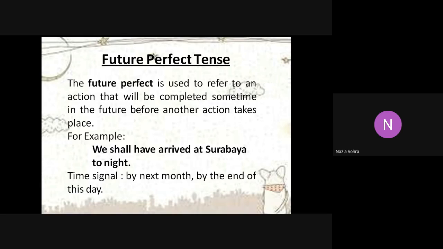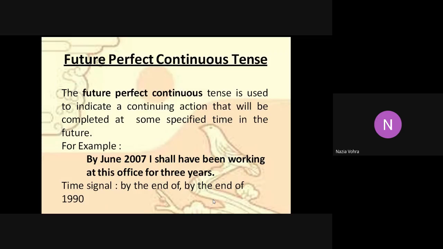But for the future perfect continuous tense, it is used to indicate a continuing action that will be completed at some specified time in the future. Say for example, by 2021, I shall have been working at this office for 3 years. So this time frame has to be in the future. Then it will say that I shall have been.